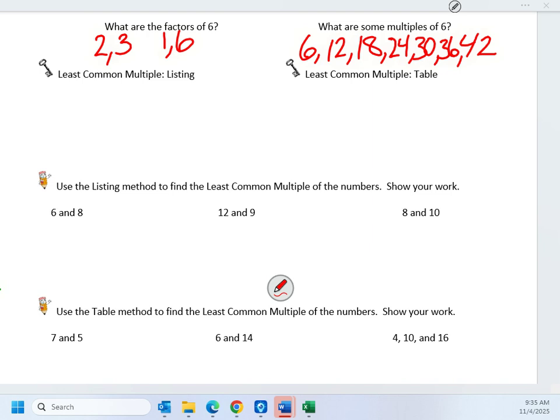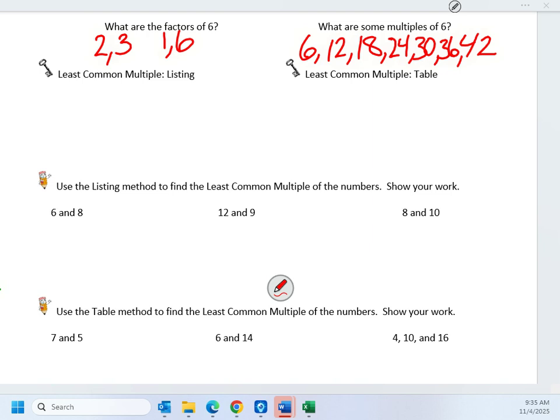More than that. It's not possible. Why is it not possible, Rhoda? Because numbers don't end, they go on for infinity. If I said list all the multiples of 6, I would keep going on and on and on because numbers go on for infinity. It never stops.